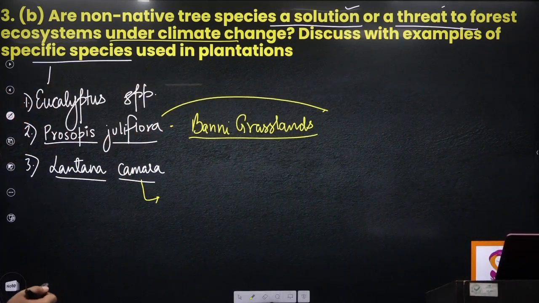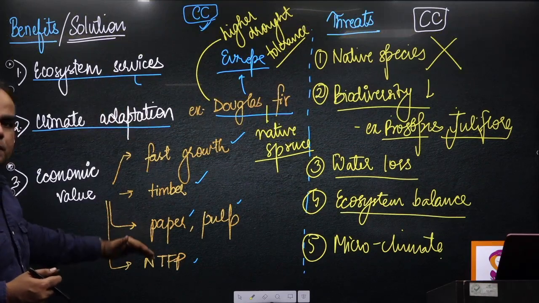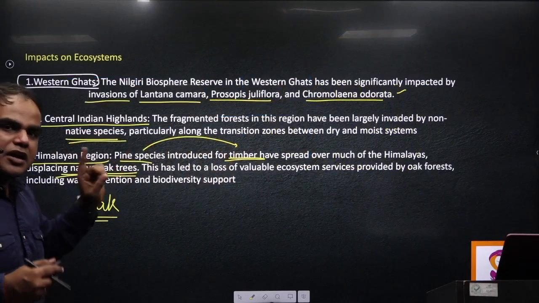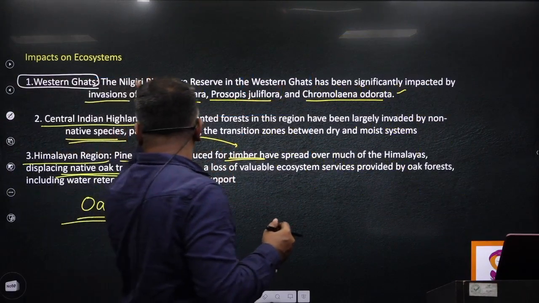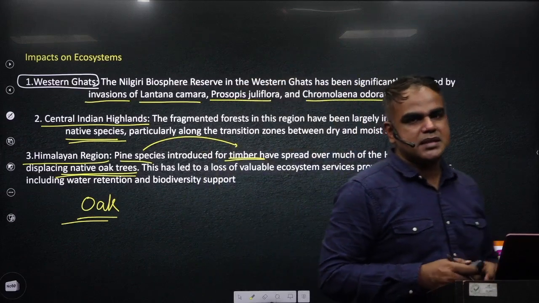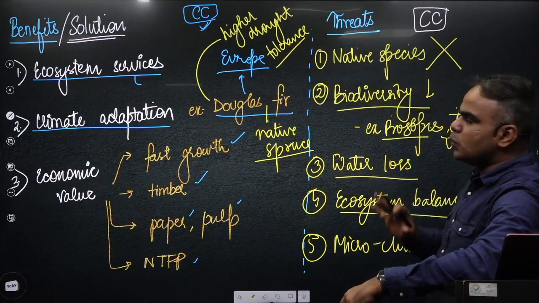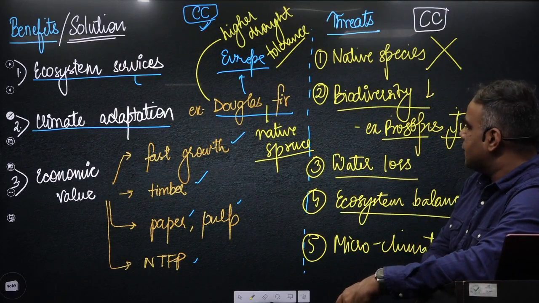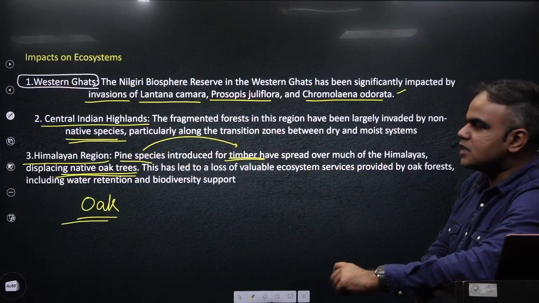So I hope you will understand both parts, how it's a solution, how it's also a threat, and try to give multiple examples. Here also in India I gave you ecosystem based examples plus other examples, so you will have enough content to write, okay. So I hope you are able to address this part.